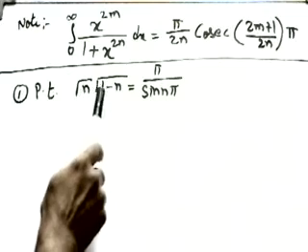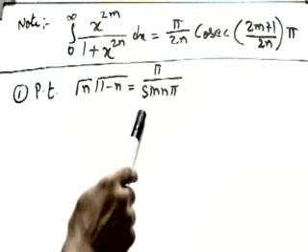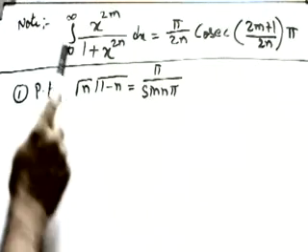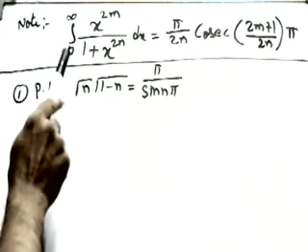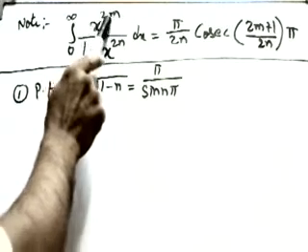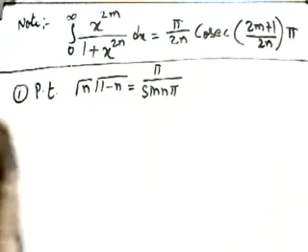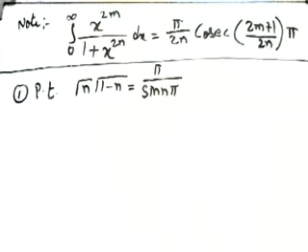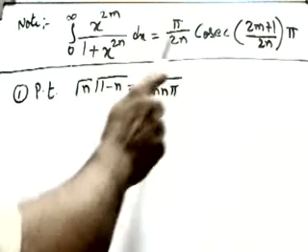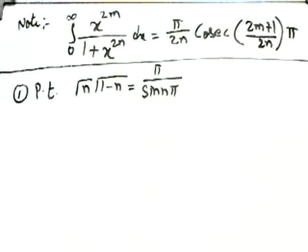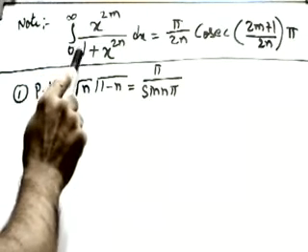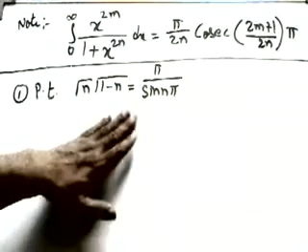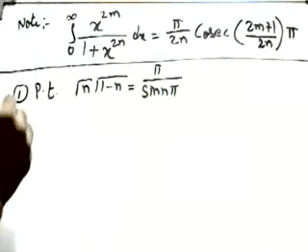See here, we have to prove the next one. This is also an important proof: gamma of n into gamma of 1 minus n equals pi by sin n pi. To prove this formula we have to use this identity, so you must learn this by heart. Remember this identity: integration 0 to infinity x power 2m by 1 plus x power 2n dx. Its value will be pi by 2n cosec of (2m plus 1) by 2n into pi. This method, this formula, we have to use to prove this.